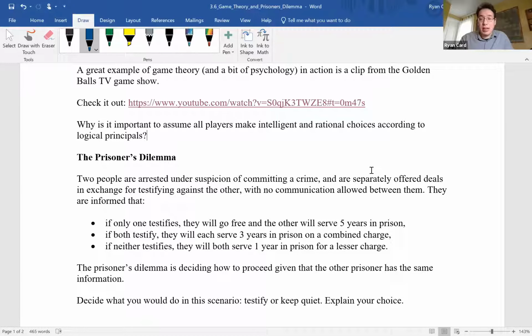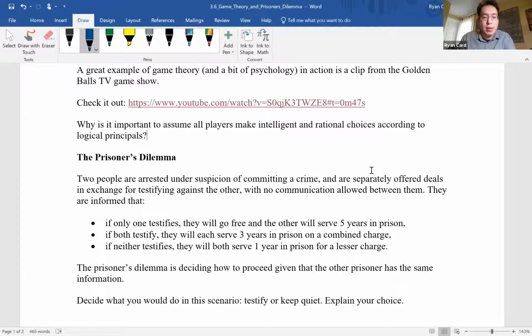If we both testify against each other, now they have substantial evidence to bust both of us, and we'll each get 3 years in prison. So there are 3 possible outcomes, right? If we both testify, we get 3 years each. If we both stay silent, we get 1 year each. If one of us testifies and the other one stays silent, the one who testified gets 0 years, and the person who stayed silent will get 5 years.